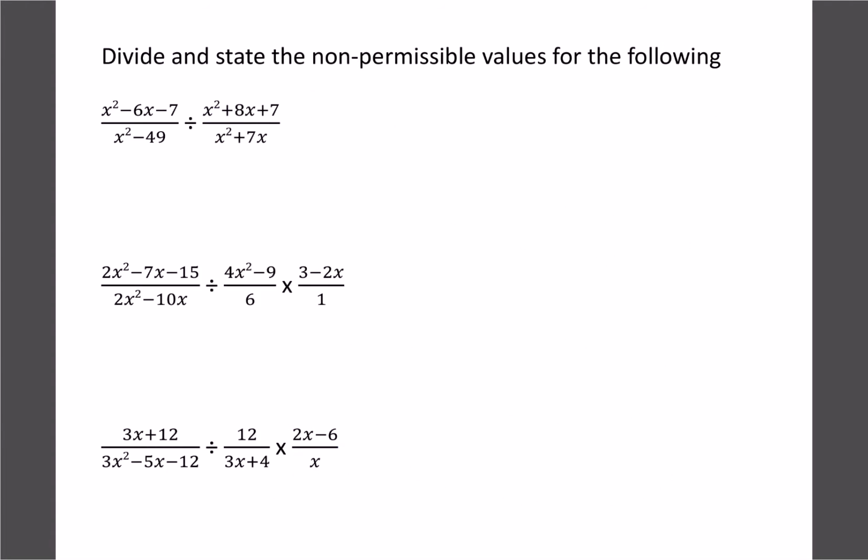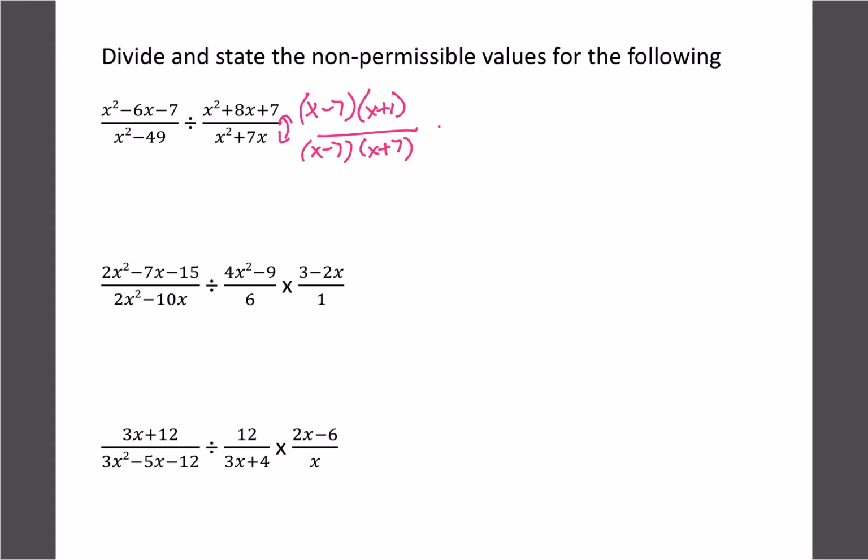So let's do a couple more examples. So here's another one with some factoring. So let's factor the top of this first one. So you'd have minus 7 and plus 1. Factor the bottom, we'd have minus 7 and plus 7. Let's flip our fractions around.